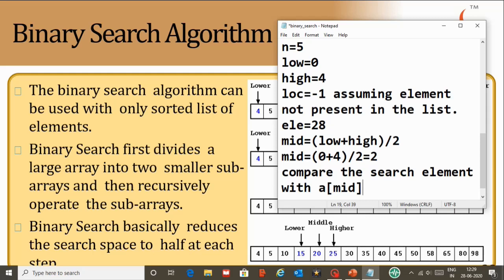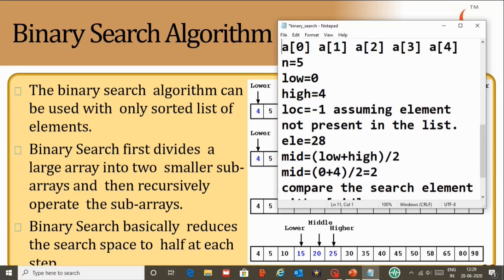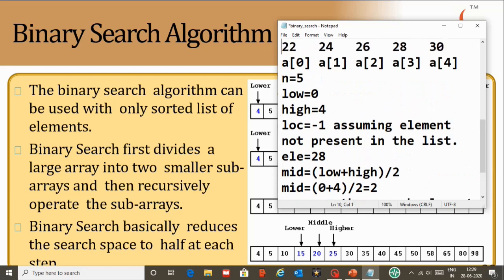So compare the search element with A of mid. What was the search element? See here, ELE is equal to 28. What is A of mid? Mid is 2. So A of 2. What is A of 2 here? The A of 2 is nothing but 26. Right? Because mid is 2 here, I am finding it. So compare the search element with A of 2. So A of mid is nothing but A of 2.